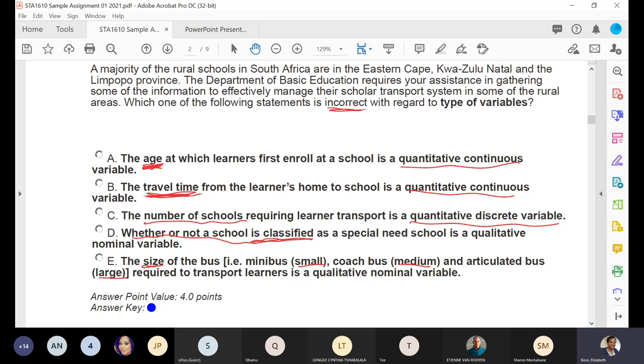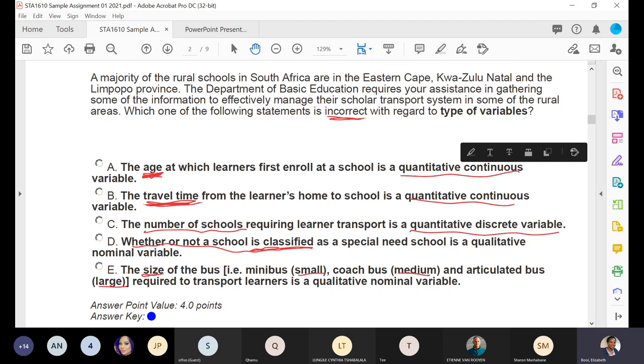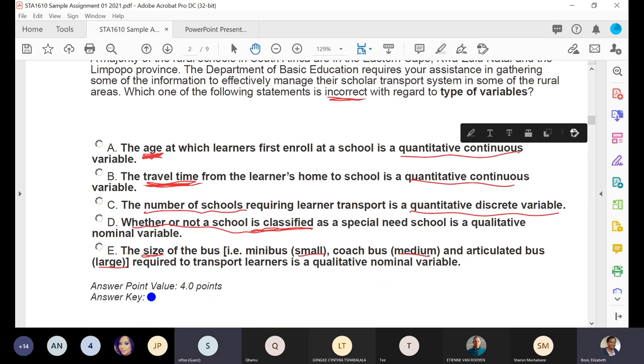Is age continuous or discrete? Is travel time continuous or discrete? Number of schools, are they continuous or discrete? Whether or not the school is classified as a special school, is it nominal or ordinal, qualitative nominal or ordinal? The size of a bus, from small, medium, large, is that qualitative or quantitative? I think it's E.